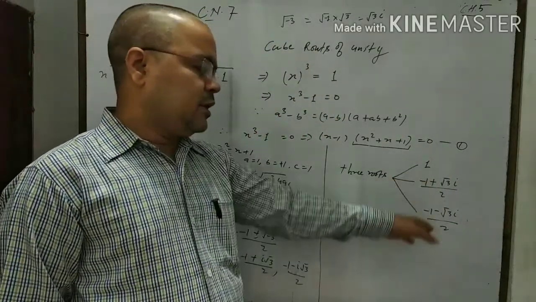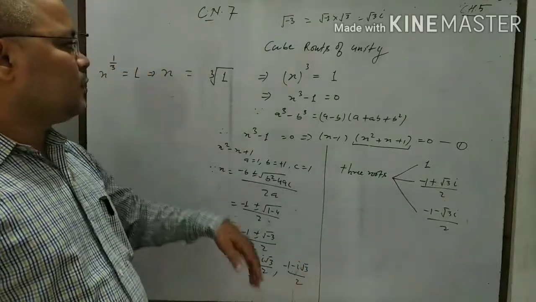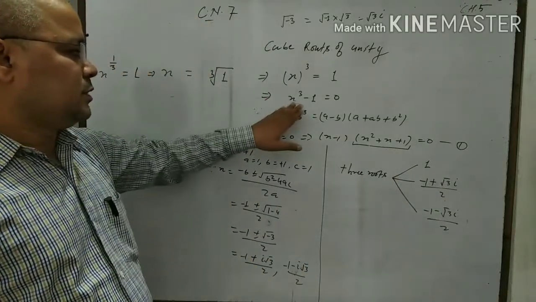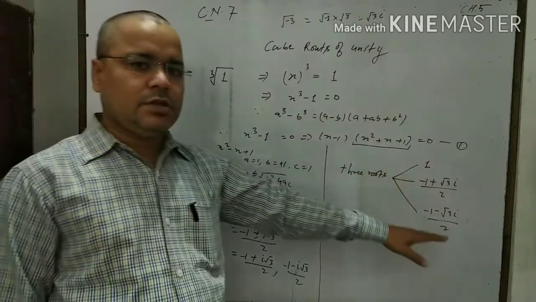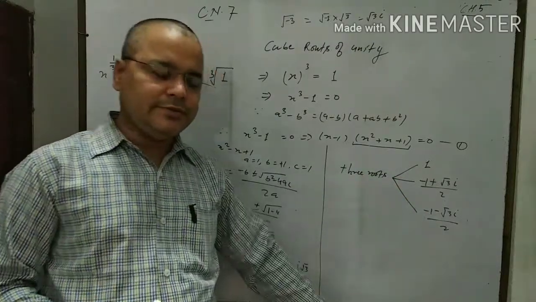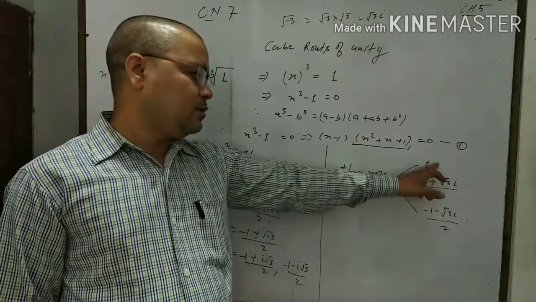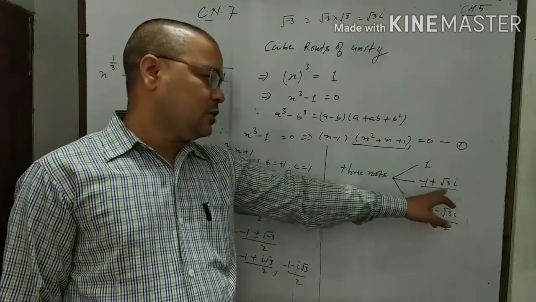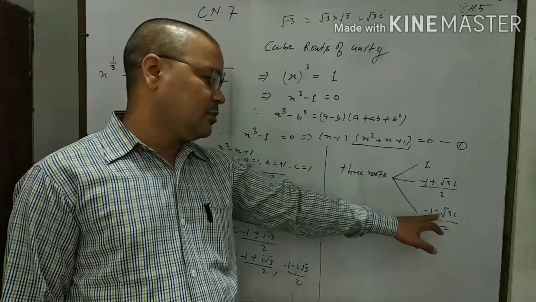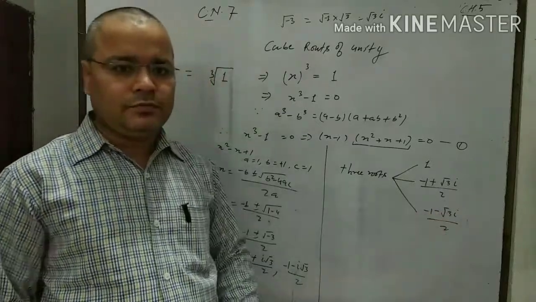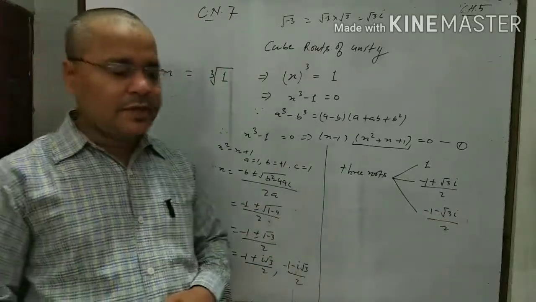These are the 3 roots of the cube roots of unity. If we try to find the cube root of unity, we find 3 values, that is 1, minus 1 plus root 3i by 2, and minus 1 minus root 3i by 2. Okay, I want to repeat it once again.